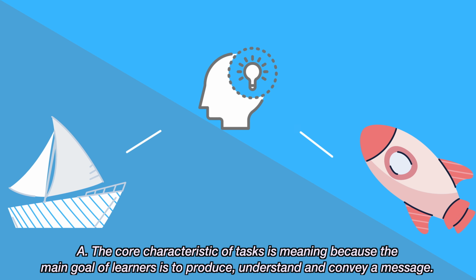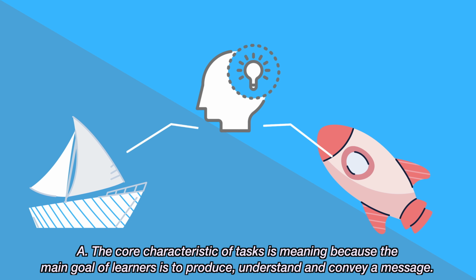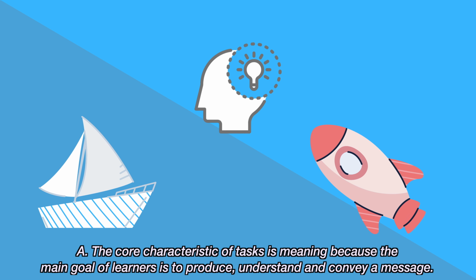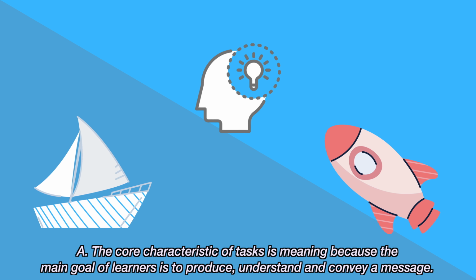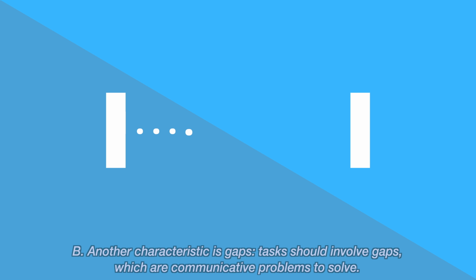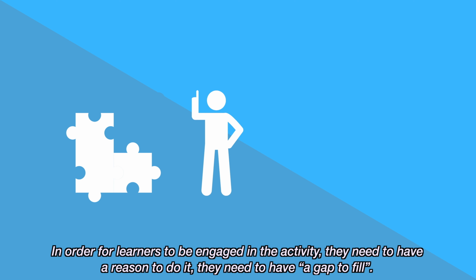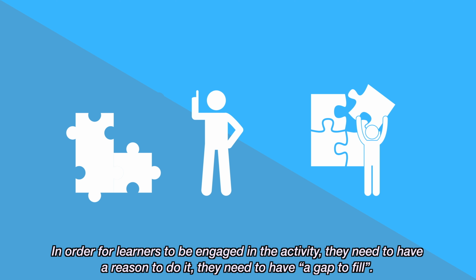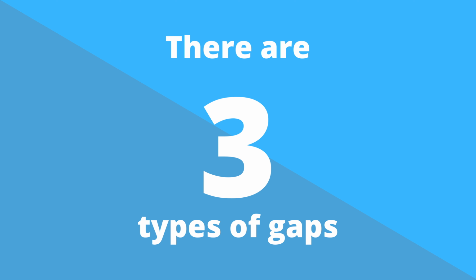A. The core characteristic of tasks is meaning, because the main goal of learners is to produce, understand, and convey a message. B. Another characteristic is gaps. Tasks should involve gaps, which are communicative problems to solve. In order for learners to be engaged in the activity, they need to have a reason to do it. They need to have a gap to fill. There are 3 types of gaps.